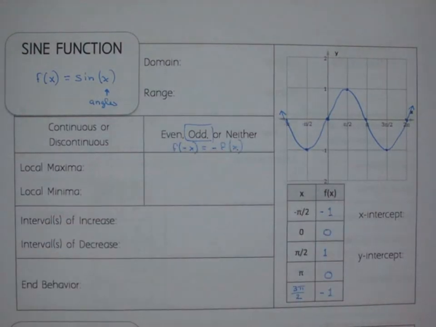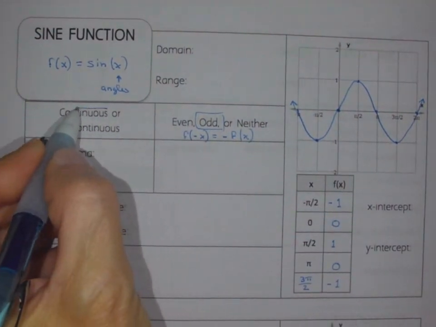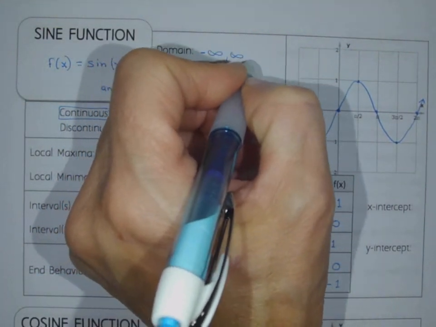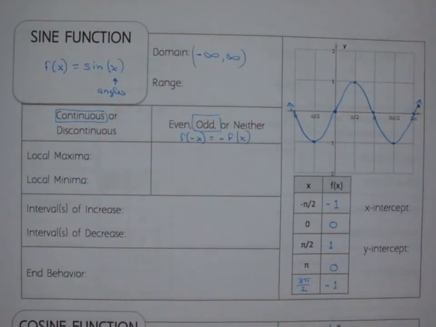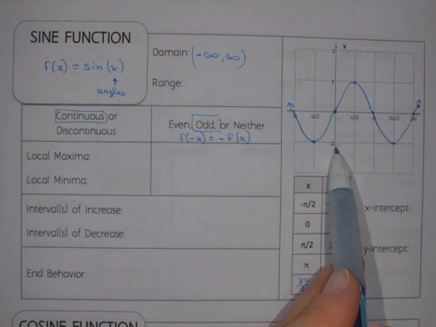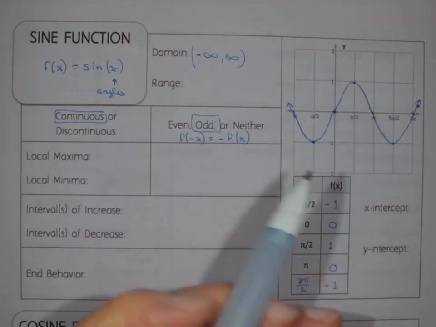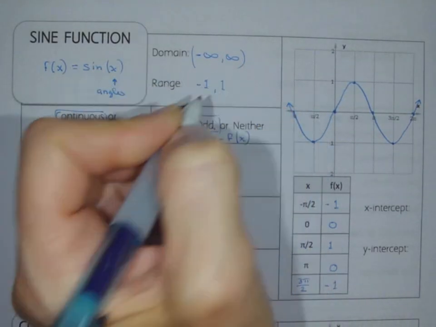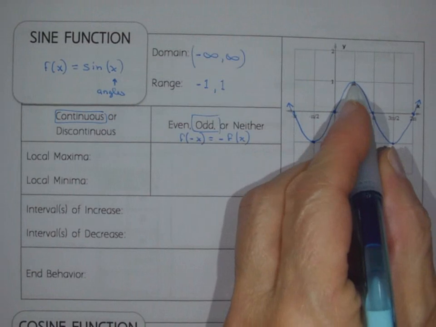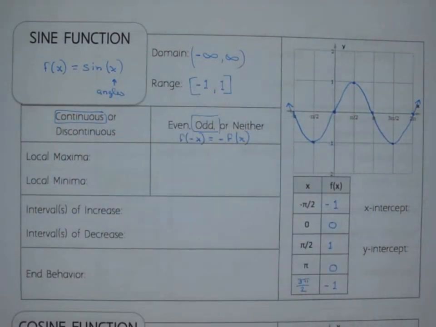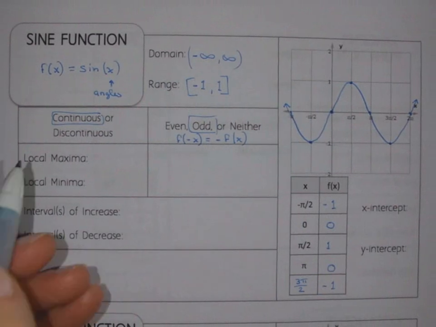This is a continuous function. The domain will be all real numbers, right? This is a pattern that's going to repeat forever and ever. The range, well, my lowest value I'm reaching is -1. My highest one is a 1. So the range is -1 to 1. And I'm definitely reaching those values, right? I don't have any holes there, so brackets, including those endpoints.